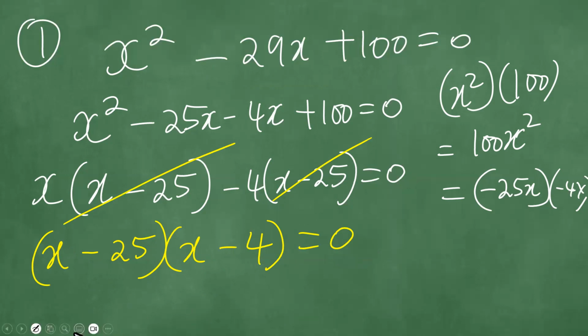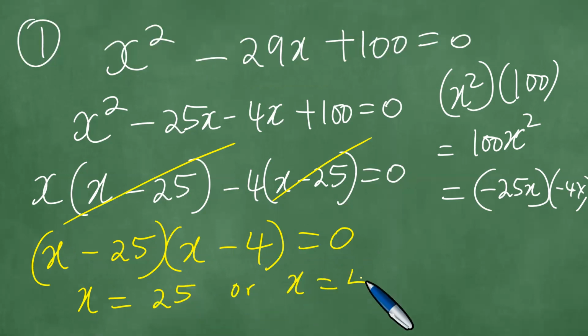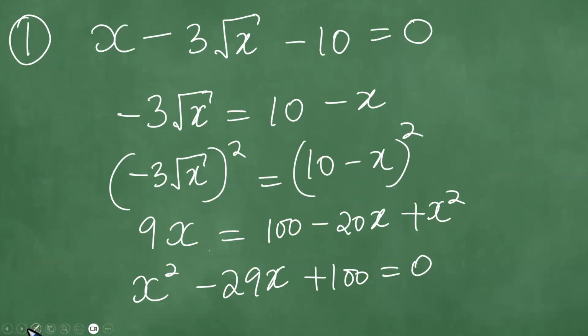Okay, and what does this mean? It means x is 25, or x is what? X is 4. Okay, now think about this. Are these the solutions to the equation? Okay, are these solutions to the equation? So if you take 25, for example, you need to check.